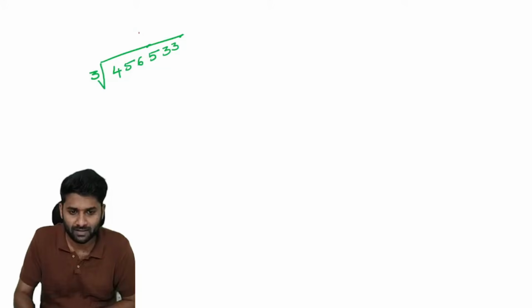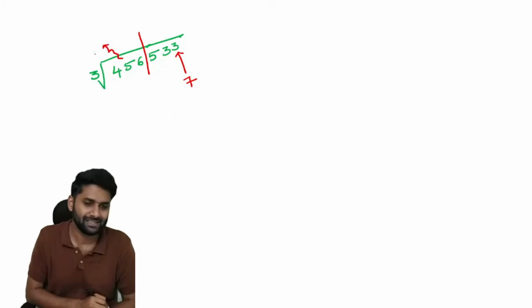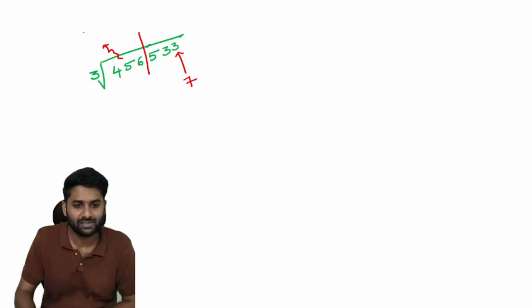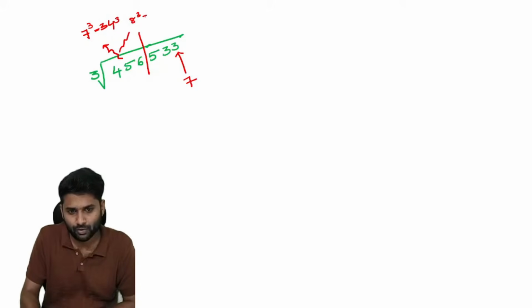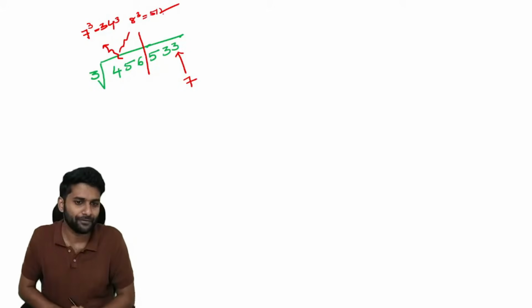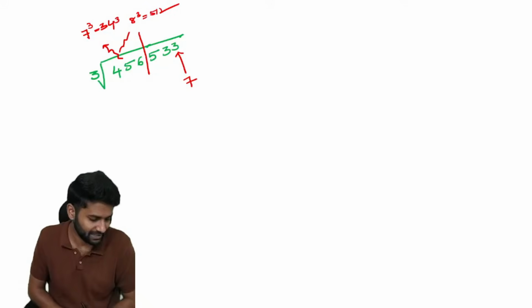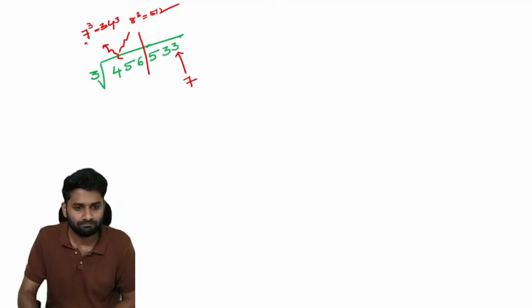Step number one, separate the last three digits. You know that 3 as units place you can see in 7 cube. Here the task is to identify which numbers 456 lies between. It lies between 7 cube, which is 343, and 8 cube, which is 512. Out of these, consider the minimum. That's why the perfect cube root of 456,533 is 77.